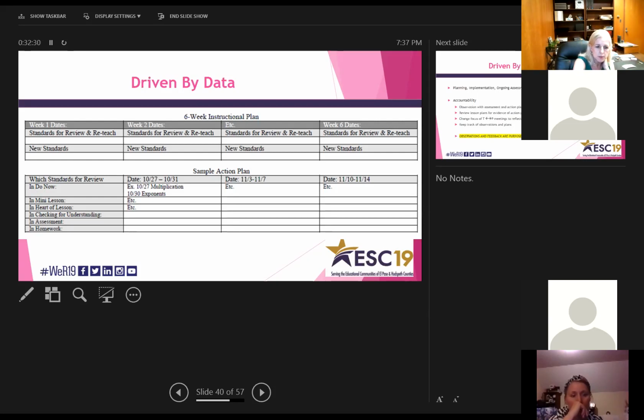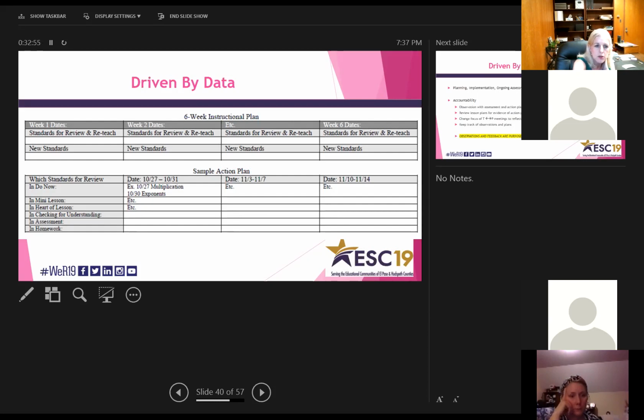Then you may not do a daily assessment if you're doing a daily check for understanding. Some people would say a check for understanding is those little formative assessments every 15 minutes, and then I'm going to do something a little bit bigger, like an exit ticket, as my assessment. But you also want to make sure you're giving the students homework that is aligned to all of this.